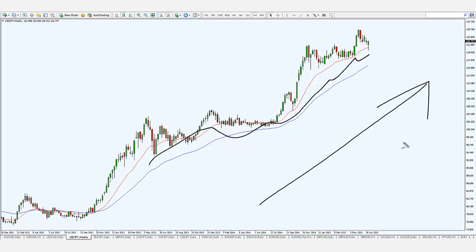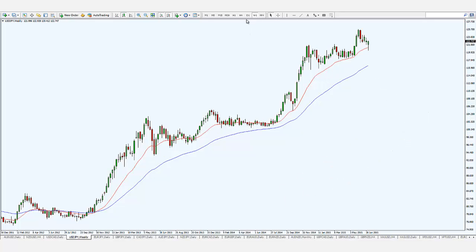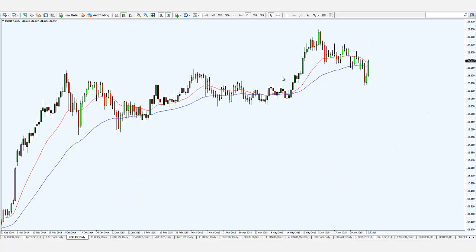So now that my bias is still towards the upside on a daily chart, I want to look for a trading setup to get on board this trend. But unfortunately, according to my own trading plan, I do not have a trading setup at the moment that allows me to hop on board this trend. I don't have a trading setup, at least not on the daily or the 4-hour chart.